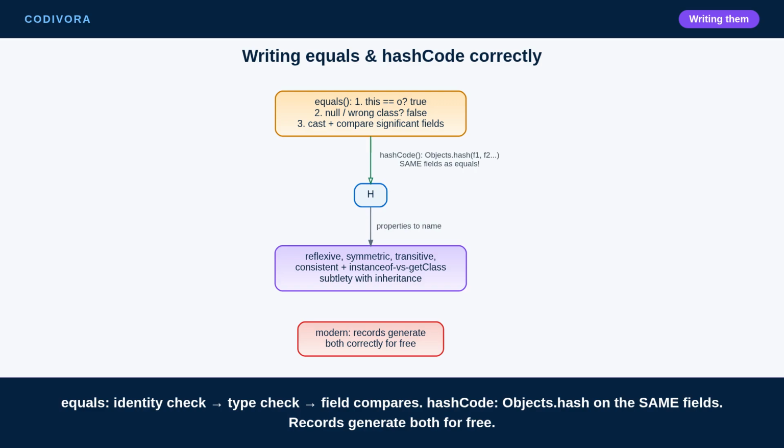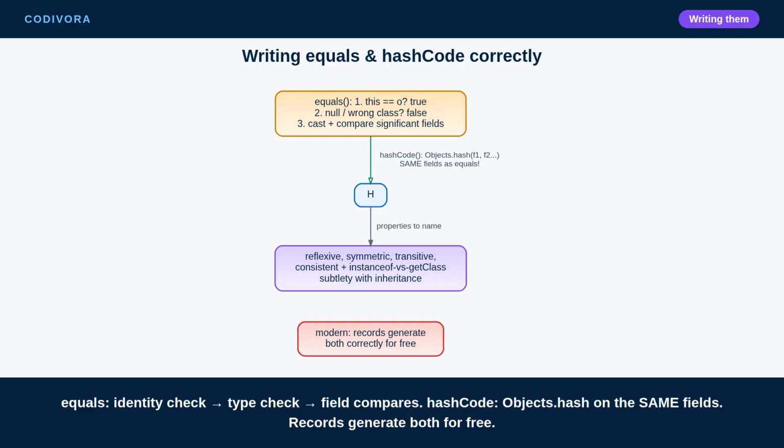Writing them. Equals: same reference shortcut, null and type check. Then compare the significant fields. HashCode: Objects.hash over the same fields. That same-fields discipline is what keeps the contract. Name the properties: reflexive, symmetric, transitive, consistent. And if they push on inheritance, the instanceof-versus-getClass subtlety.